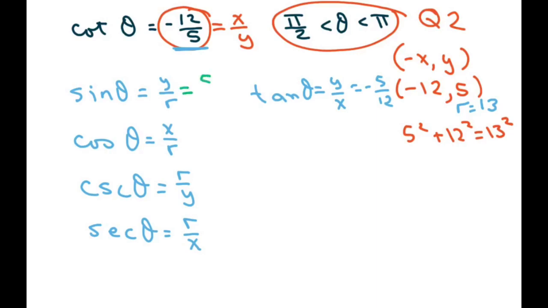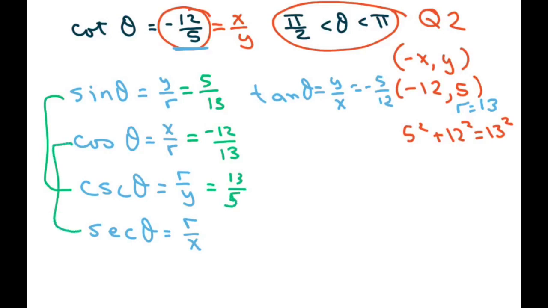Y is 5, r is 13. X is -12, r is 13. And then for these, you just flip that. That's going to be 13/5. And for secant, you flip that, and that's going to be -13/12. Okay? And that's all.